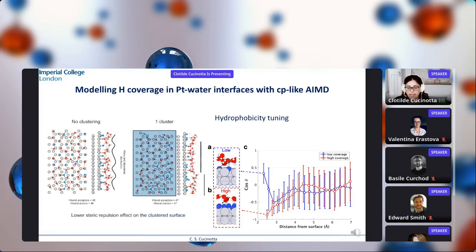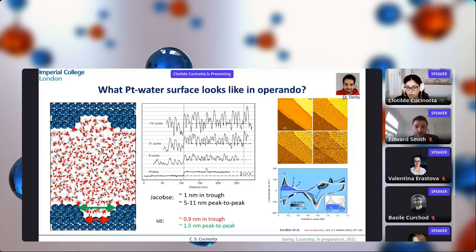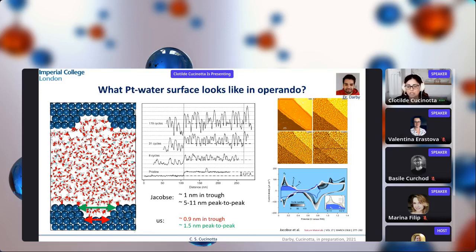Another thing that I just wanted to show you is that we are now trying to progress towards an even deeper understanding of the structure of the platinum water interface in operando conditions, as there are experiments that show a corrugation of the surface, with pits and terraces a couple of atoms deep and pits about 1 nanometer large. We managed to model exactly what happens in experiments during the application of a potential.